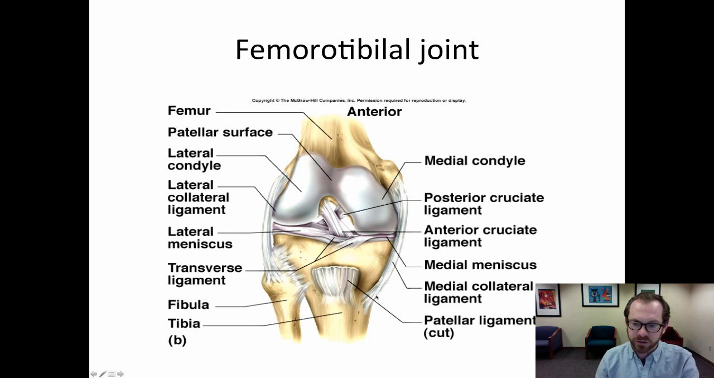Last two features here, you have the medial collateral ligament, or the MCL. And as the name suggests, this is going to be a ligament on the medial side of your femorotibial joint. It's going to connect the femur and the tibia together. And then you also have the lateral collateral ligament. And that's on the lateral side, again, connecting the femur to the tibia.